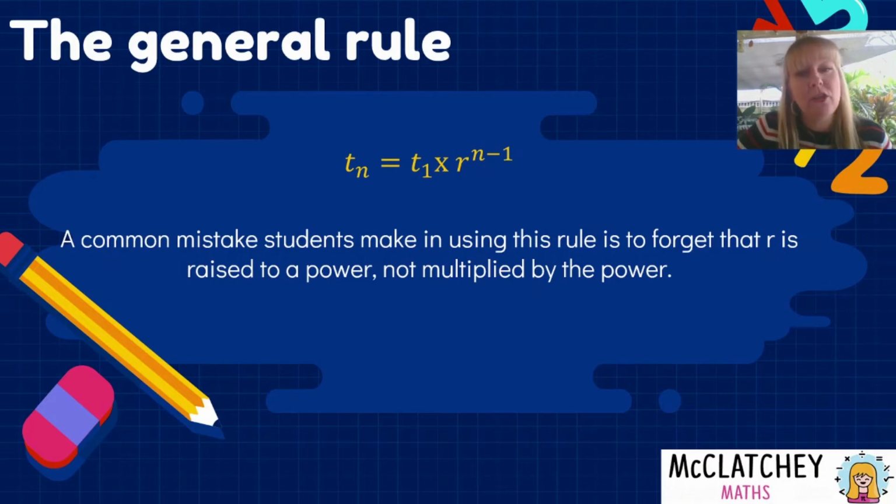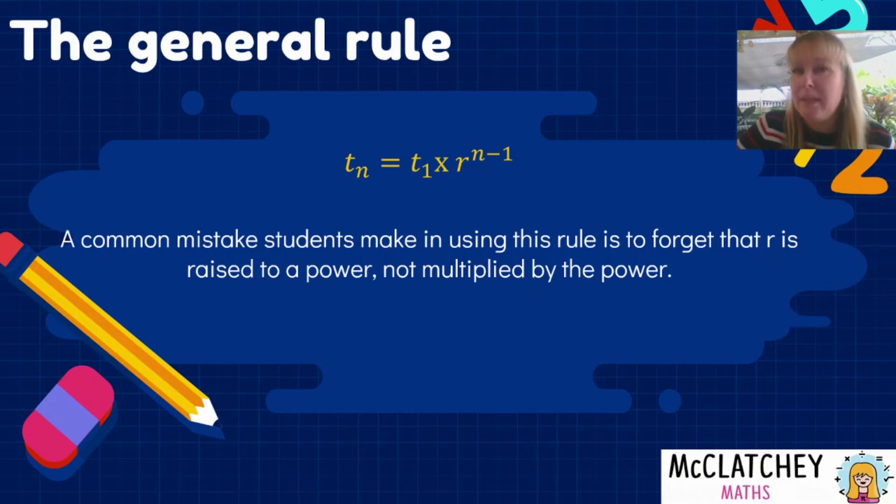Another common mistake I do see is people not knowing the order of operations. Remember BIMDAS? So the first one's brackets, well, there's none of those here, and then I is indices. So that means we're raising the ratio first to the power, and then the M for BIMDAS, we multiply it by the first term.